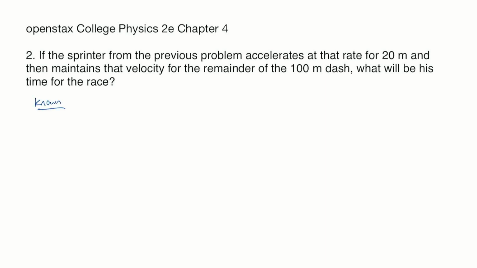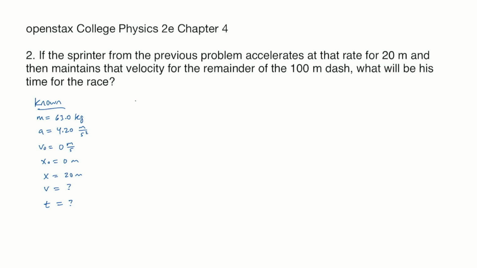We know from the previous problem that his mass is 63.0 kilograms. We know his acceleration is 4.20 meters per second squared. From this problem, we can assume he starts from rest, so his initial velocity is 0. We can assume he starts at 0 meters, and then we know he reaches 20 meters. We can find the velocity at that point, and we need to find the total time for the race.